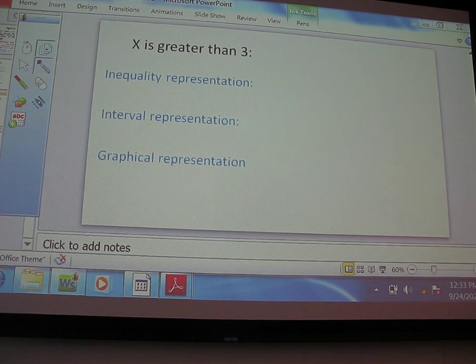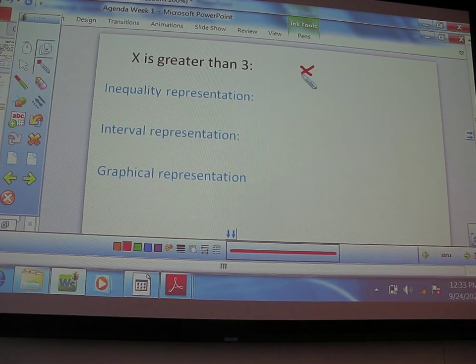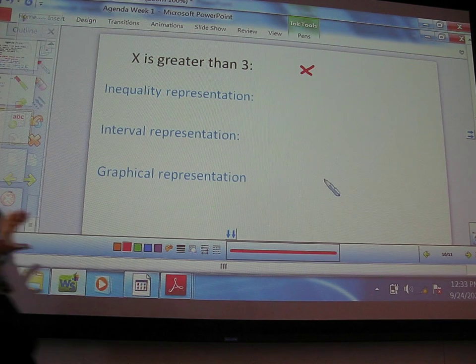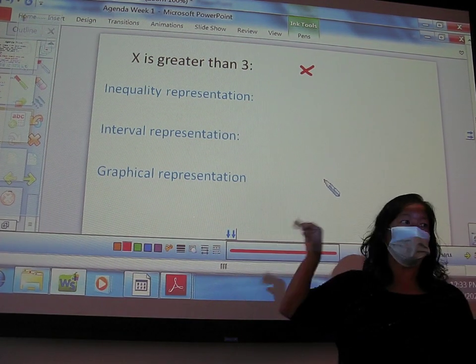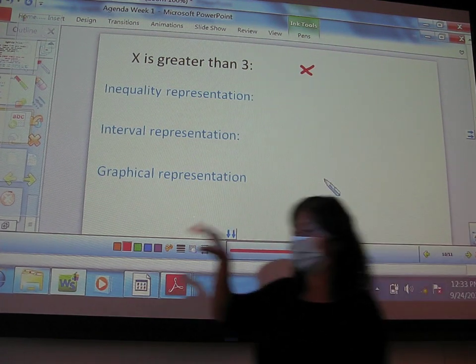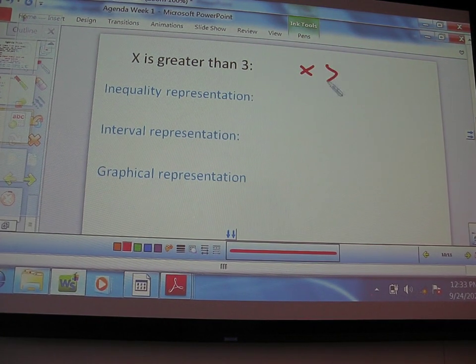X is greater than 3. How would that look? I have my X, it's greater than 3. Which way does it go? Does the mouth go towards the X or away from the X? Towards the X, because X is bigger. You're eating the bigger one. So, towards the X is greater than 3.